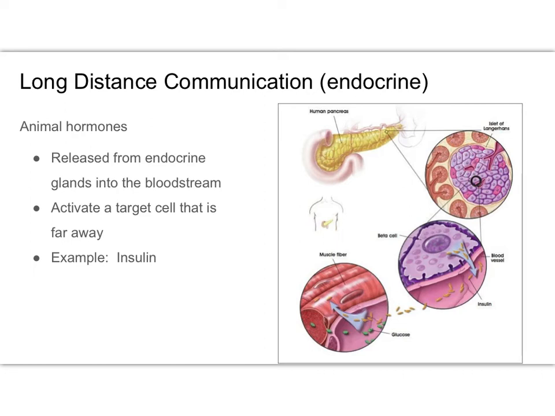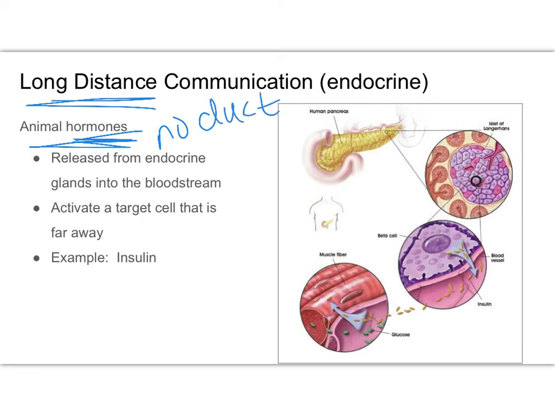So the last thing we're going to look at here is endocrine communication, which is long distance communication. So this is happening in multicellular organisms. This is when your brain makes a hormone and it goes down and talks to cells in your toes. Okay, so this is long distance communication. Hormones, animal hormones in particular, are the example that we are going to look at here. So animal hormones are released from endocrine glands and they go straight into the bloodstream. Okay, endocrine glands, they have no duct. So they secrete their products right into the bloodstream, and they travel through the bloodstream to the target cell. And that target cell is going to be far away.